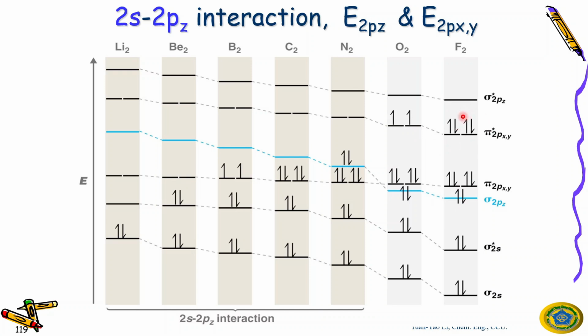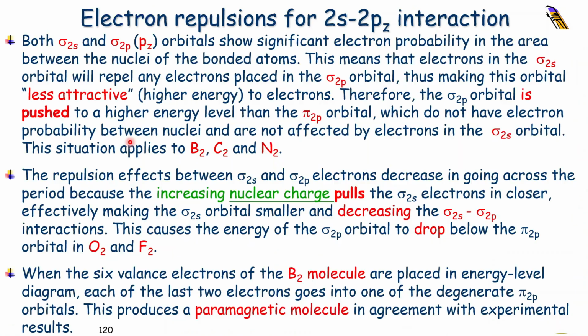Okay, I don't need you to remember these diagrams, but once you have a chance to study this, you come back here and read it. Okay, so this is called 2s and 2pz interaction. So oxygen and fluorine are normal, but for this one, from lithium to nitrogen, the energy levels of the 2pz and 2pxy will be reversed. So these are the reasons I just told you. So please read this by yourself.